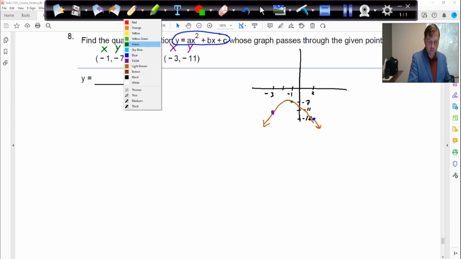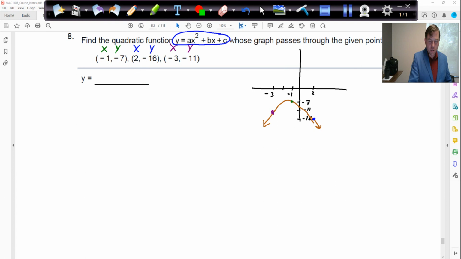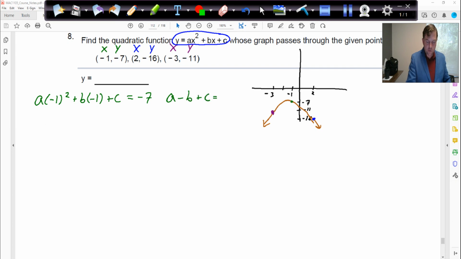So let's keep the color theme. I'm going to replace x with minus 1. So it's going to be a times minus 1 squared plus b times minus 1 plus c, and that's going to equal y. I'm moving the y just so it looks more like the other equations we saw. Y is negative 7. And so over here I'm going to write the equation. Negative 1 squared is just 1, times a is just a, minus b plus c equals minus 7. And that's now equation 1.